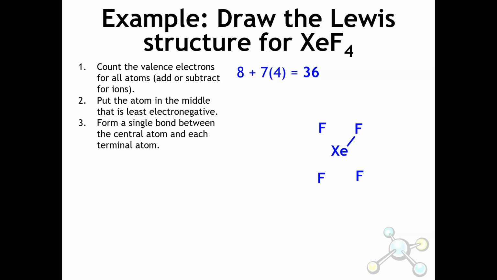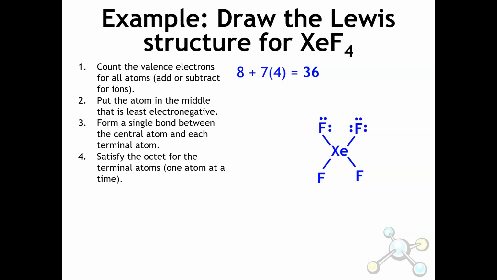We'll draw our single bonds, and right now I have 8 in our picture. So if that's 8, we're going to satisfy the octets of the terminal atoms. That'll be 10, 12, 14, 16, 18, 20, 22, 24, 26, 28, 30, 32. So I count 32 right now. Notice we have 32 of the 36. So this is where your remaining electrons are going to go around the central atom. So this will be 34 and 36.